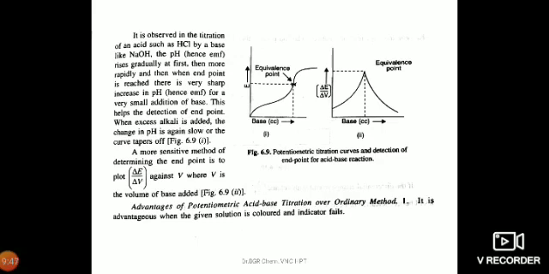A more sensitive method of determining the end point is plotting delta E by delta V against V values, where V is the volume of base added. So we make a tabular column for each addition of volume of alkali. We note down the potential values, E values. The difference of those two gives delta E, and the difference of volume gives delta V. Therefore, for each addition you can calculate delta E by delta V values, and those values can be plotted against volume of alkali added.